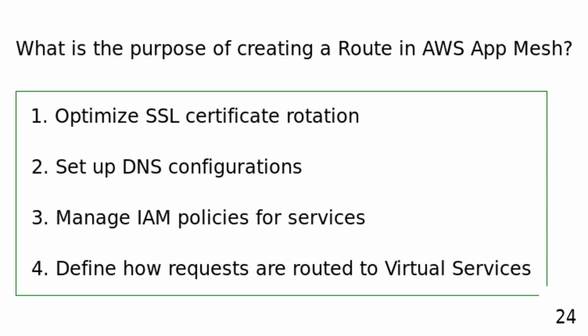What is the purpose of creating a route in AWS App Mesh? Optimize SSL certificate rotation. Set up DNS configurations. Manage IAM policies for services. Define how requests are routed to virtual services.